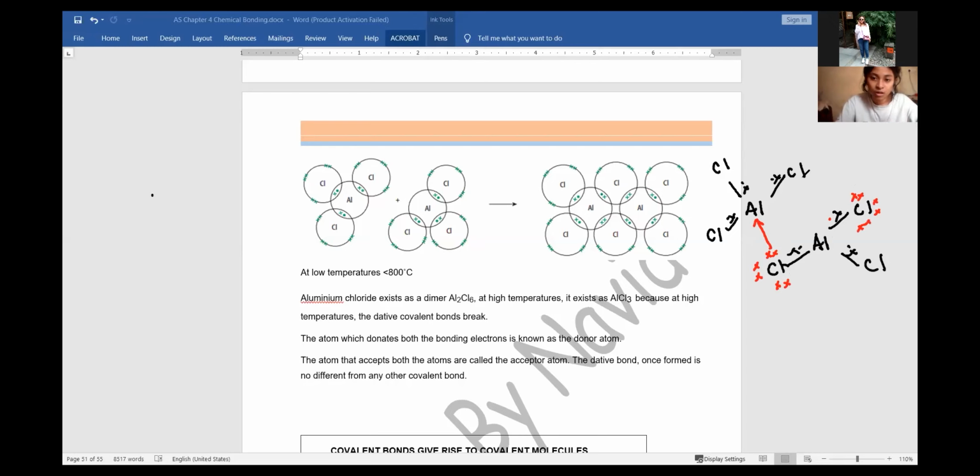Sorry, I'm writing it wrong, sorry. This chlorine has 3 pairs of electrons which are still idle. They're going to donate these to this aluminium. This chlorine is donating to this aluminium. This chlorine is donating to this aluminium. This is a dative covalent bond.